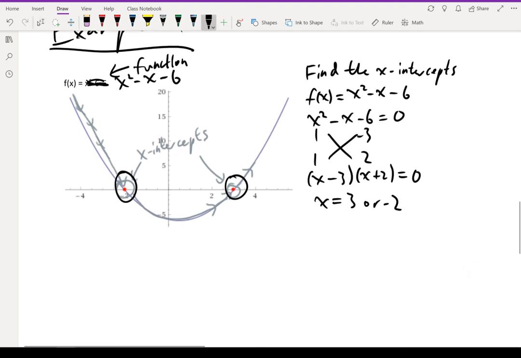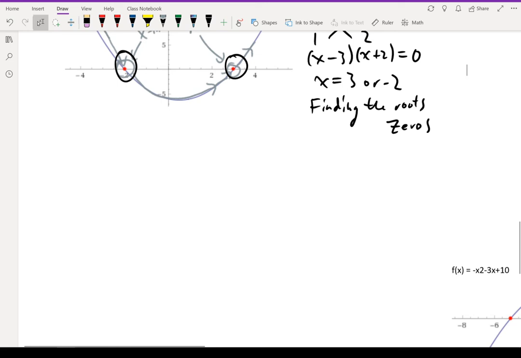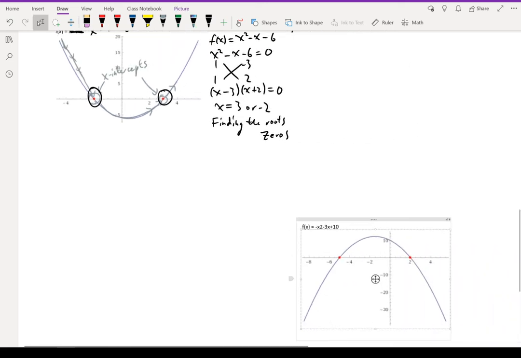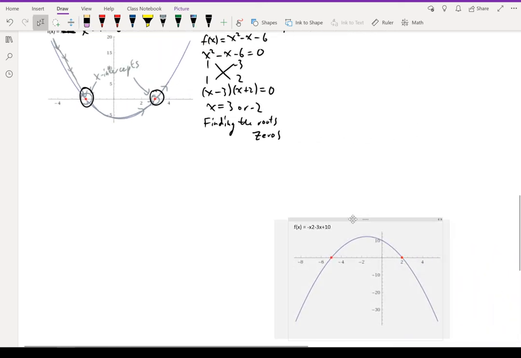That is also called finding the roots or finding the zeros. So they are all the same. It's different wording, but they all mean the same thing. Let's look at another one over here. Let me drag this back up.